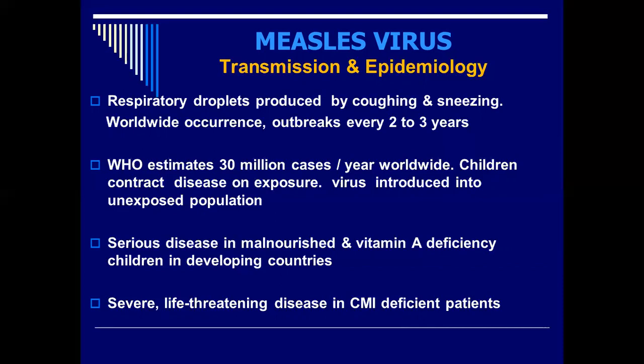The disease is very severe. It's a life-threatening disease, particularly in those individuals who have a deficient cell-mediated immune response, particularly immunocompromised individuals and pregnant women. Pregnant females and immunocompromised individuals are more prone to the life-threatening complications or hazards of this measles virus.